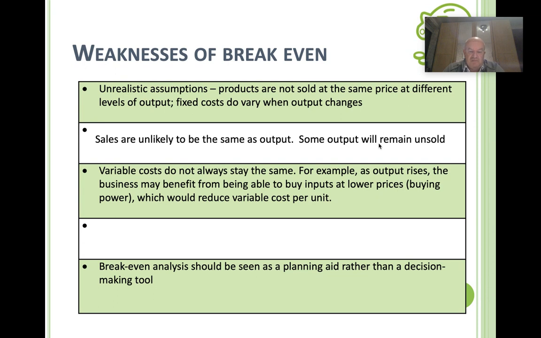You might need to make some allowances and consider break-even as a help, but not necessarily the absolute panacea for giving you the answers. Variable costs are not always going to stay the same. If we get output rising, we might be able to buy inputs at lower prices, and that would clearly reduce variable cost per unit. So the theoretical principle of the variable cost and your fixed cost being relatively stable for a while, that may be an unrealistic assumption.